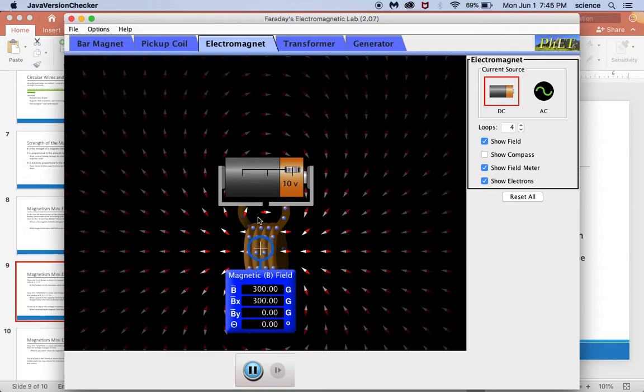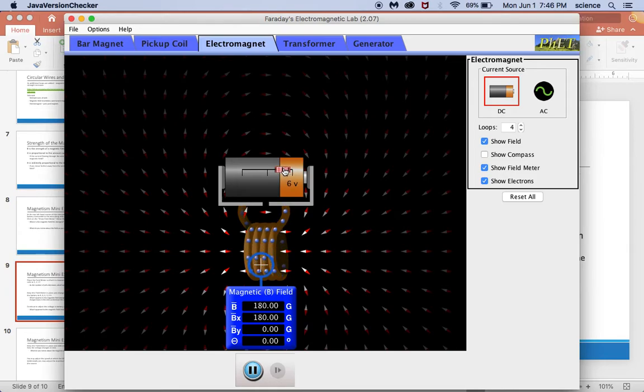Okay, so I'm keeping the number of turns the same. Here's my voltage. It's at 10 volts. Let's take note of how these electrons are moving and see what happens to the magnetic field as I decrease the voltage. So I'm decreasing it to 8. The magnetic field inside there was 300. Now it's 240, and those electrons are not moving as fast.